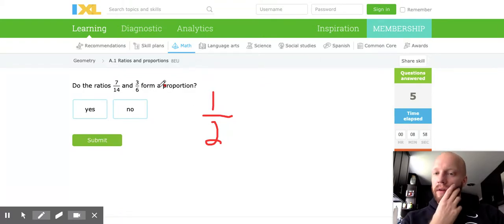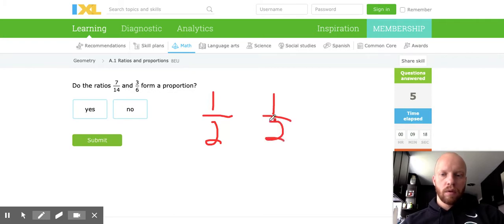Now let's think about 3 and 6. What numbers go into 3 and 6? Well, the only numbers that go into 3 are 1 and 3, right? But does 3 go into 6? Yeah, it does, right? So 3 divided by 3 is 1, and 6 divided by 3 is 2. So I'm left with 1/2 and 1/2. In that case, are these proportional? Yes, they would be.